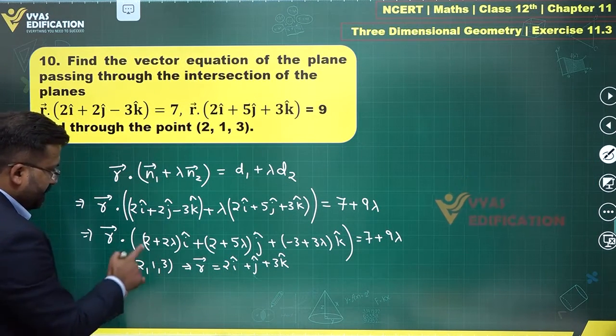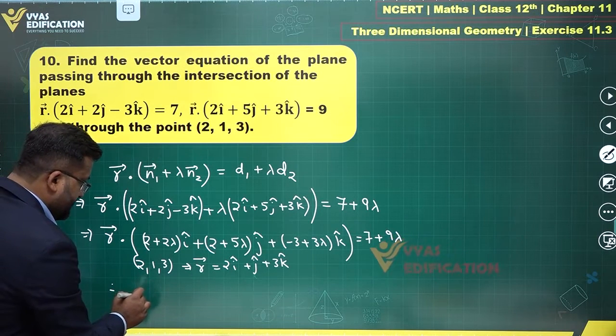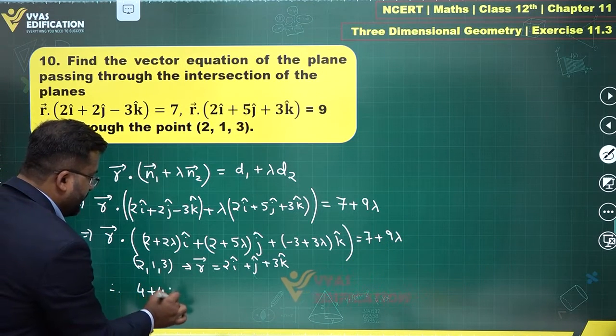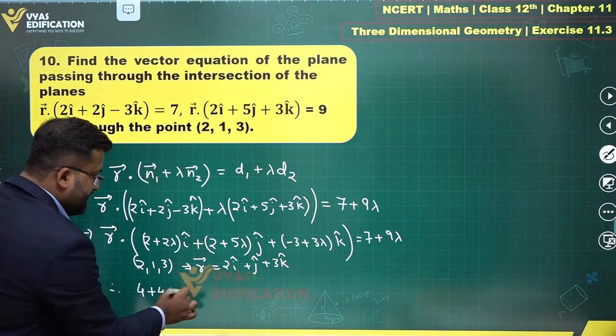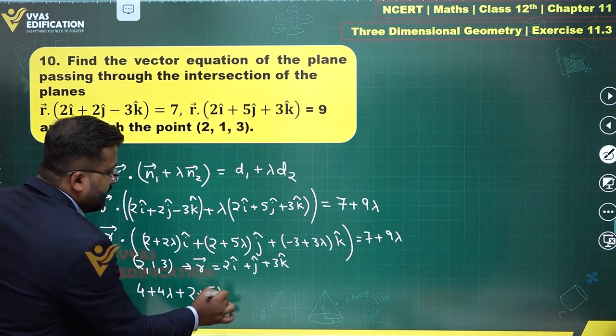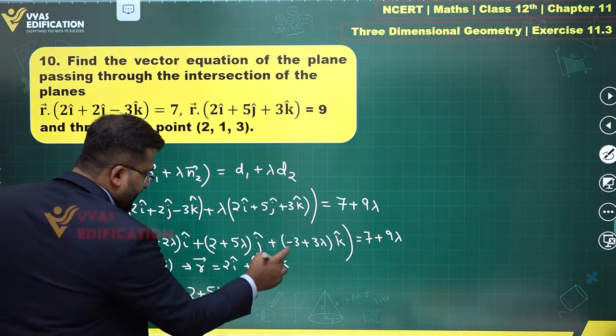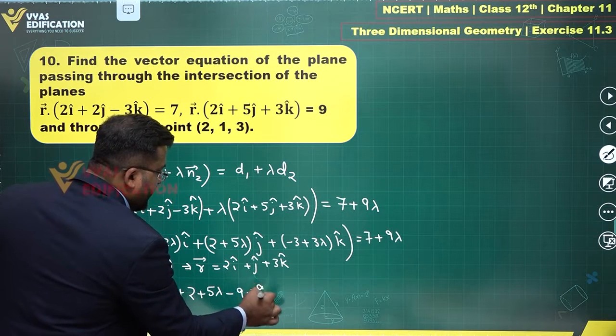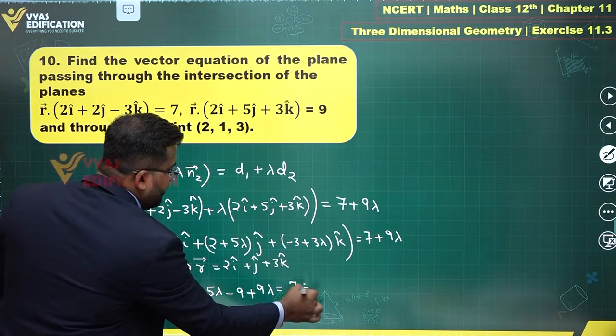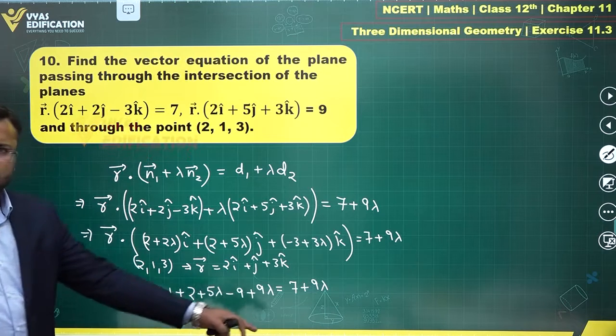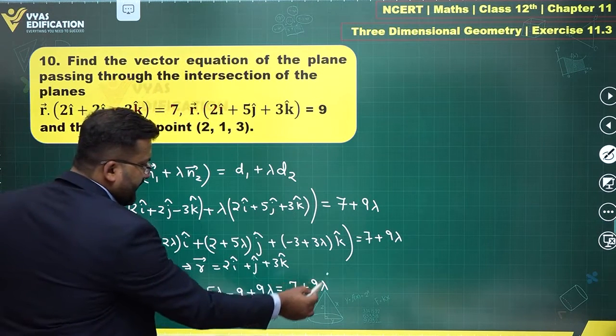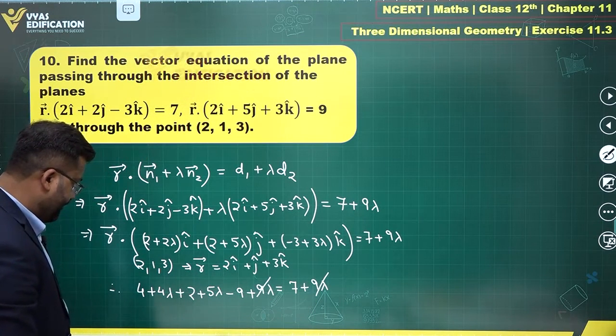Therefore, let me substitute that. This becomes 2 times 2 plus 2 lambda, which is 4 plus 4 lambda. 1 times this is 2 plus 5 lambda, and k component will be 3, that's minus 9 plus 9 lambda, which is equal to 7 plus 9 lambda. That's a step, right? So 9 lambda gets cancelled with 9 lambda.